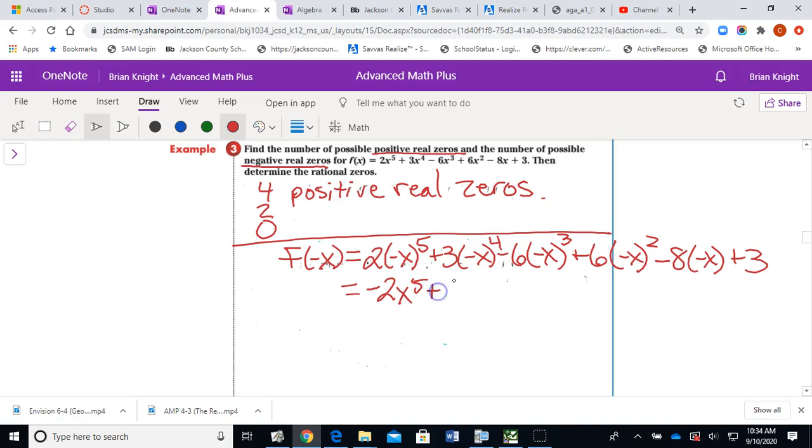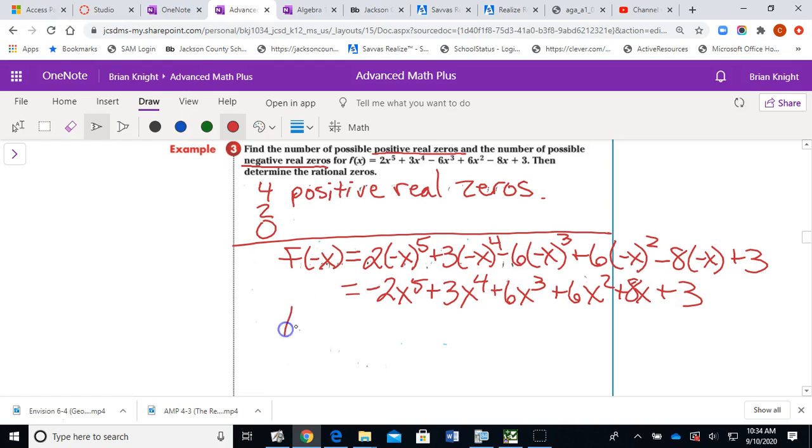This will become positive, or stay positive, I guess I should say. That will become positive. Negative to the third power is negative. Times a negative is positive, right? Negative squared is positive. Negative times a negative is positive. And positive 3. Okay? So, how many times does it change sign?